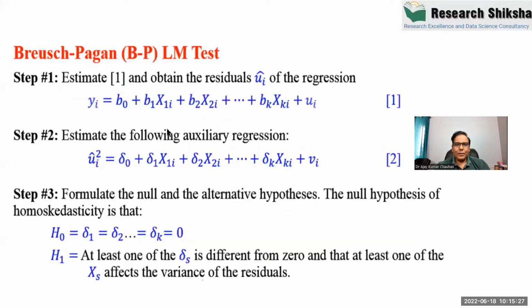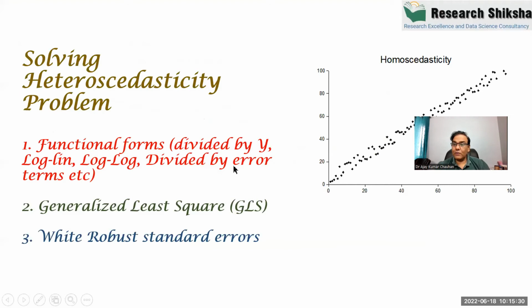Okay, now the question is how to solve this problem. The most important concept is how to solve this problem. So there are 3 methods of solving the problem. One is changing the forms of the dependent or independent variable by changing the functional forms. I will show you the different methods: divided by the dependent variable, log-lin model, log-log model, divided by the error terms, etc. So there are 4 functional forms which we can apply to remove the heteroskedasticity.